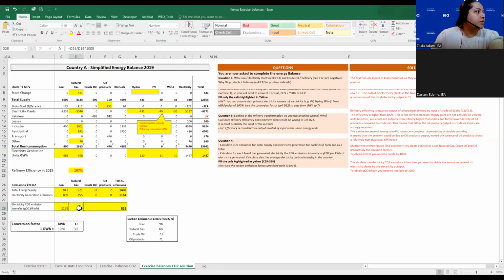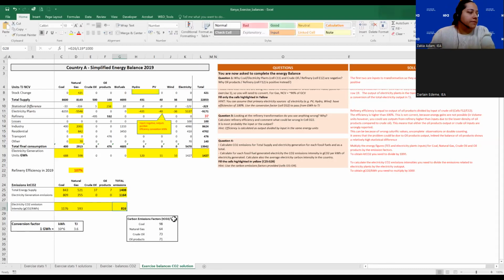You do the same for natural gas: your natural gas emissions from electricity generation divided by your electricity generation from natural gas times 1000. And for the average, you would take your total electricity generation emissions, divide by your total electricity generation times 1000 to get the correct unit.